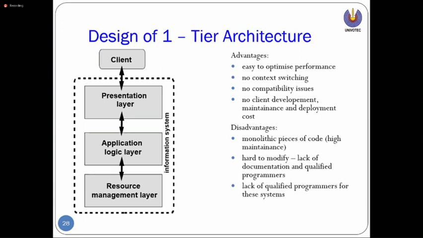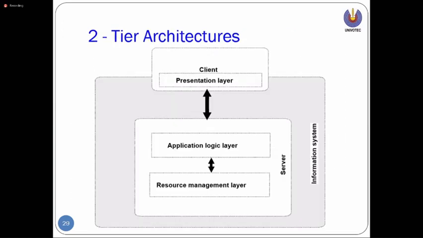Like a qualified programmer for the system. It's easy to develop, therefore we are using it. Now we are not using the first-tier architecture, but the second-tier architecture: the client as a separate layer, as a presentation layer, the application logical layer, and the resource layer as a server.